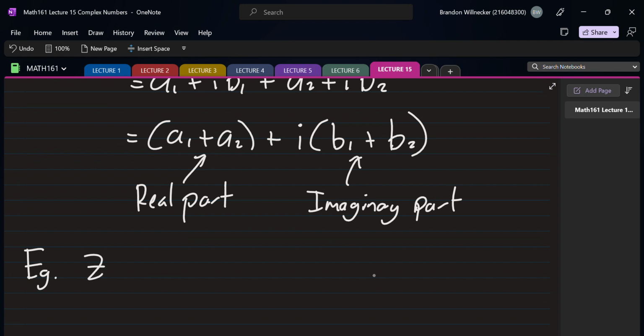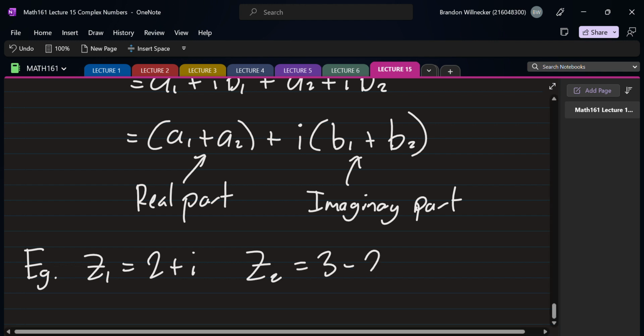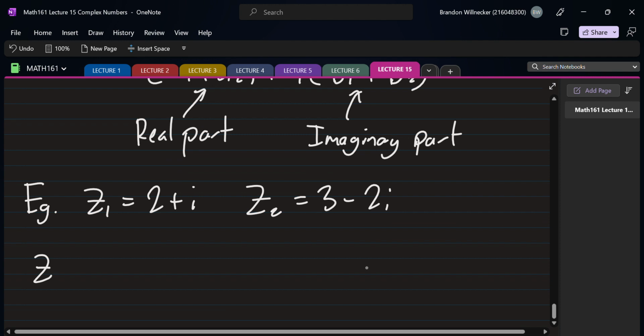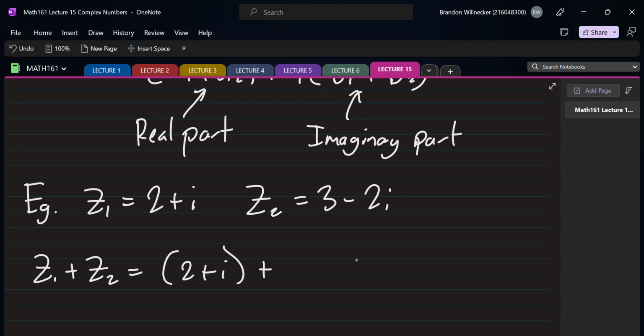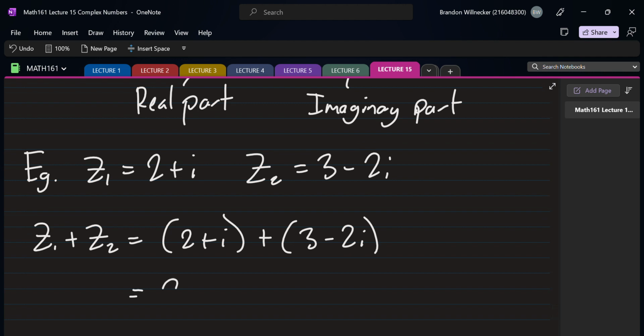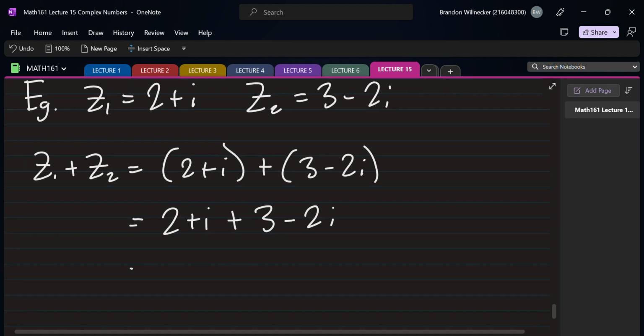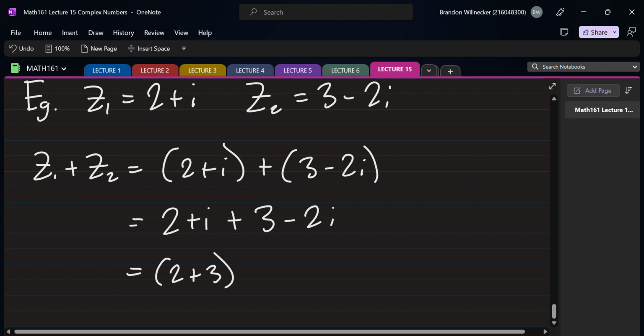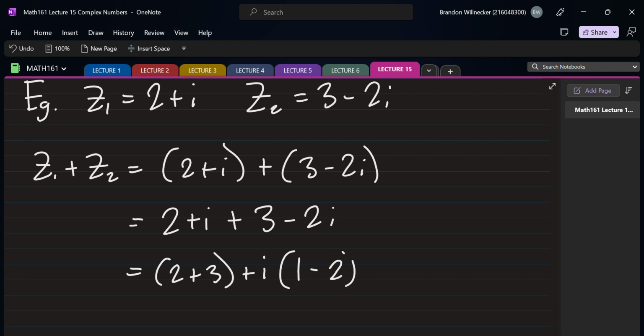Okay, let's look at an example. Let's say Z1 is 2 + i, and Z2 is 3 - 2i. So we want to find Z1 + Z2. That's going to be 2 + i for the first one, plus 3 - 2i for the second. As we did before, we can drop the brackets, so 2 + i + 3 - 2i. We can rearrange things, so we can have the 2 plus the 3 together. And if we factor out the i, we're going to have i brackets. There's going to be a 1 left over from the first term and a minus 2 left over from the second term.